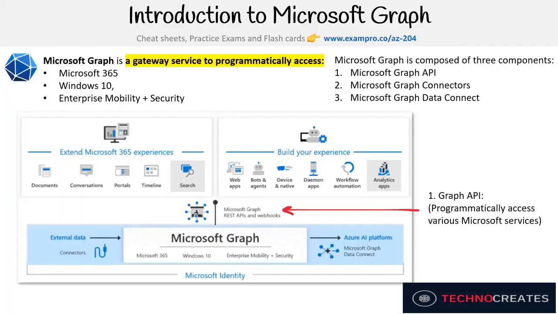So here in the middle, we have Graph API. This is where you programmatically access various Microsoft services. You have connectors. These are ways of getting external data in to Microsoft Graph. And then you have Graph Data Connect. This is a way of storing data here. So hopefully that makes it pretty clear. I do find Microsoft Graph a little bit confusing because there's a lot going on here, but hopefully as we work through these slides here, it will make more sense, okay?